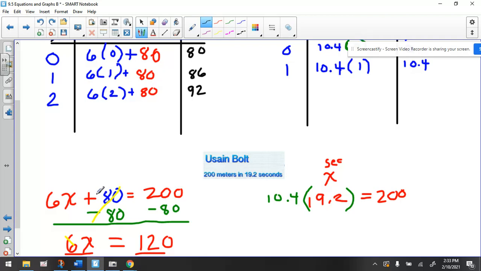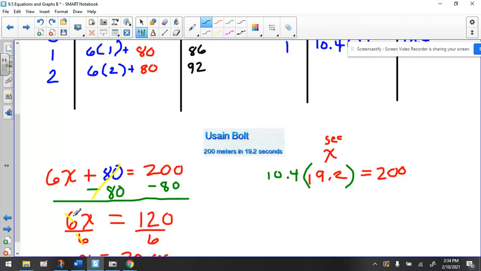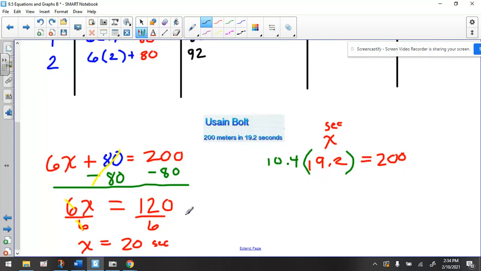If we go ahead and solve this, what's the opposite of add 80? It would be to subtract 80. We subtract 80 from both sides. We get 120 on this side, and we bring down the 6x. What's the opposite of multiplying a variable by 6? Well, it's to divide by 6. So if we divide both sides by 6, we're going to end up getting 20 seconds. So she has that 80-meter advantage. Then she needs 20 seconds to finish the race.